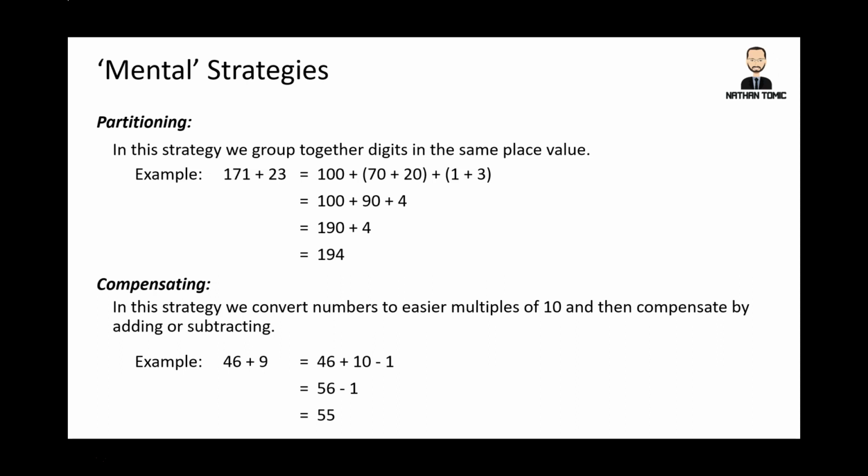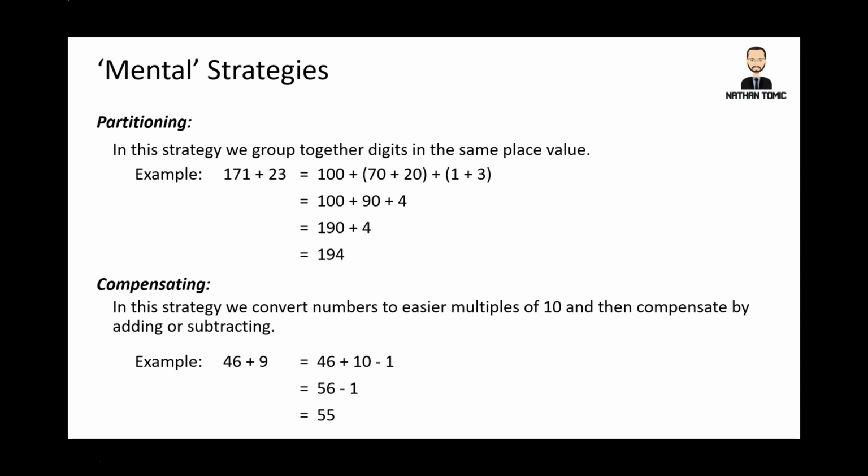So the first strategy is partitioning. In this strategy, we group together the digits of the same place value. We've talked about place value before, so that the units are ones, the tens, hundreds, thousands, and so forth. So for this example, we have 171 plus 23.